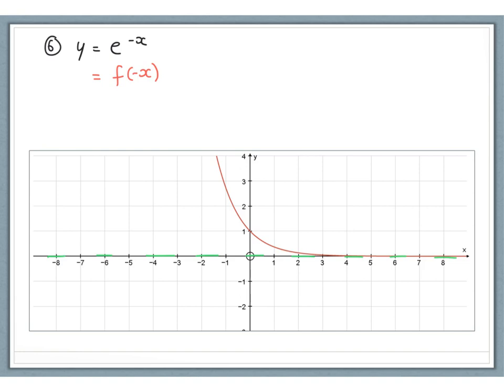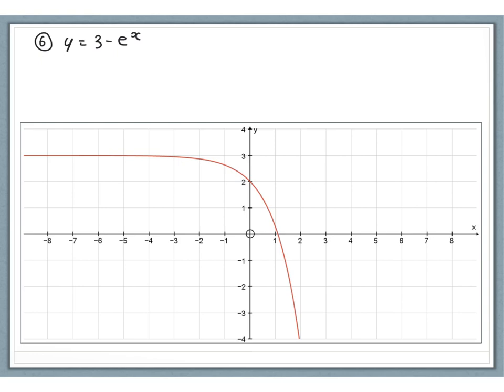Question number 6, y equals e to the power of negative x. So this is f of negative x, and this is a reflection in the y-axis. The y-intercept remains the same at 0, 1. It's an invariant point, and y equals 0 is still the asymptote.